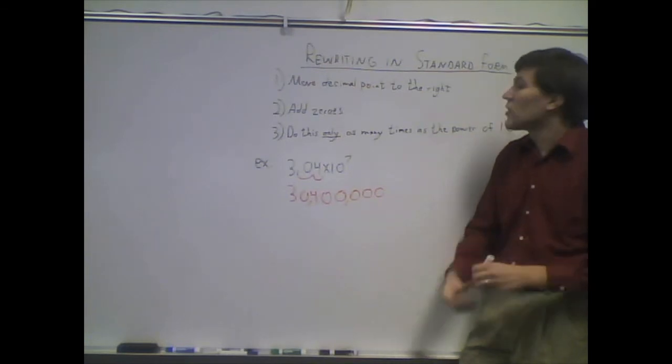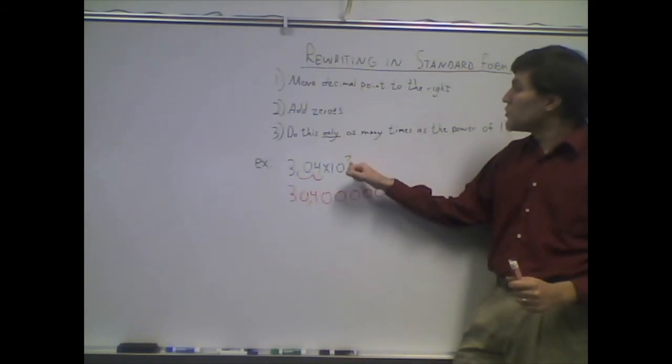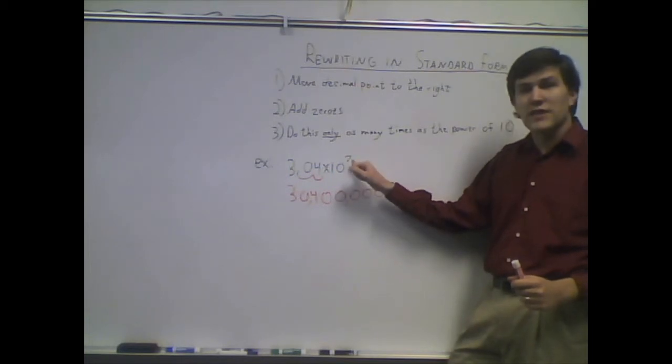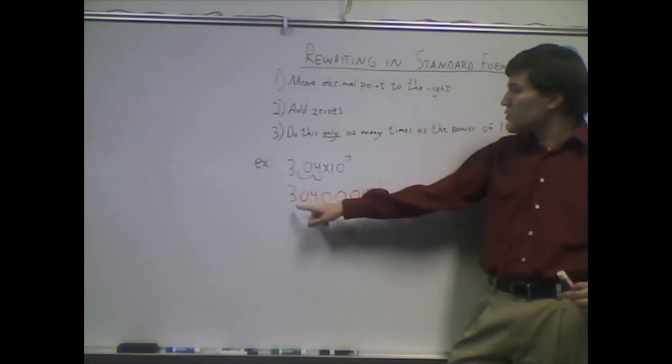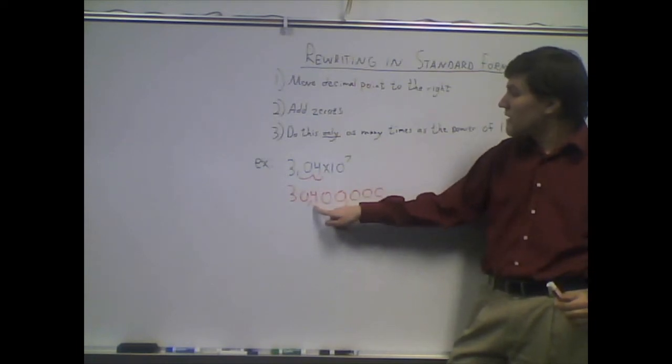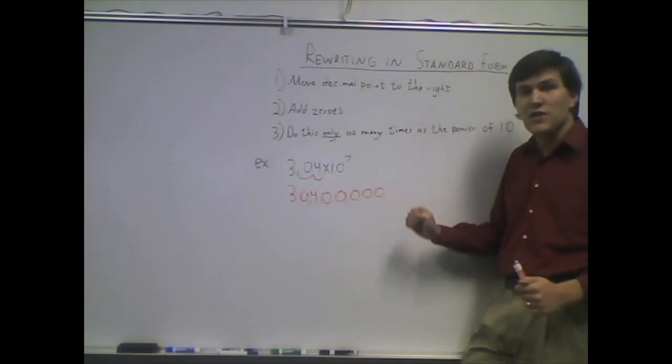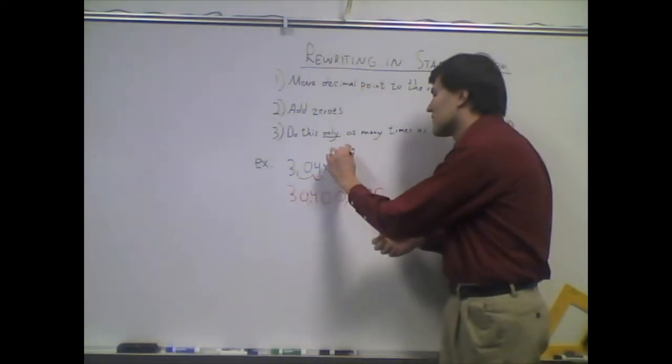So again, we need to either move the decimal point or add zeros in a combination that adds up to this number here. So we moved the decimal twice and added 5 zeros for a total of 10 to the 7th.